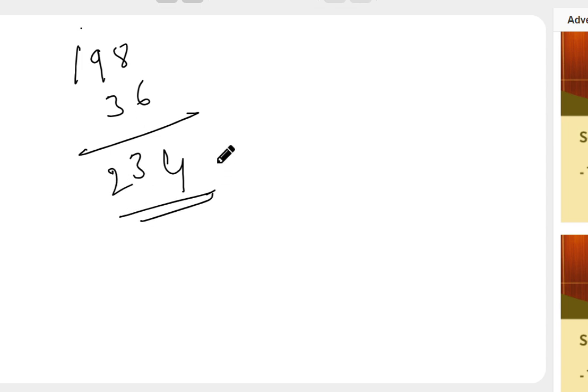So here the candidate scored 198 marks out of which, how much we don't know. Plus he failed by 36. So if he failed by 36, adding these two gives the passing marks, the total passing marks, which he would have needed to pass. 8 plus 6 is 14, 9 plus 3 is 12, 12 plus 1 is 13 and 2, we will get 234, the passing marks.